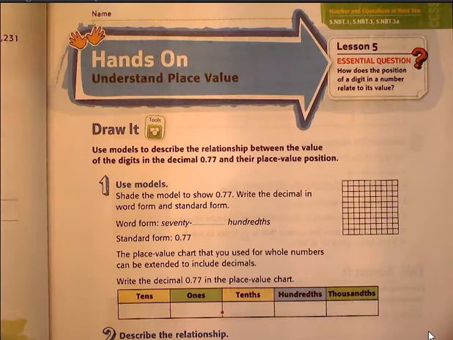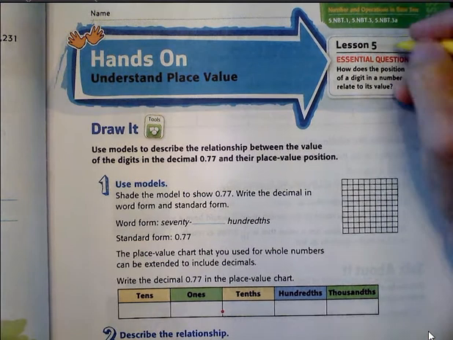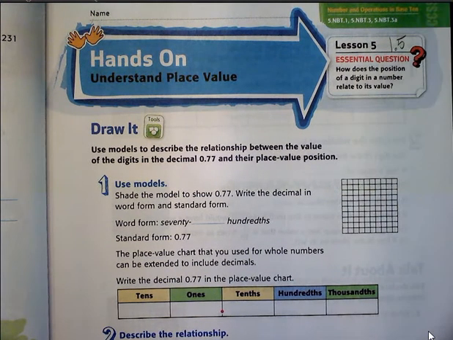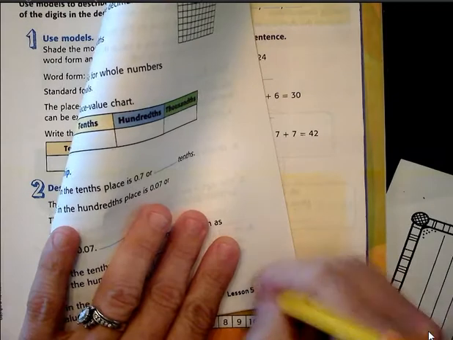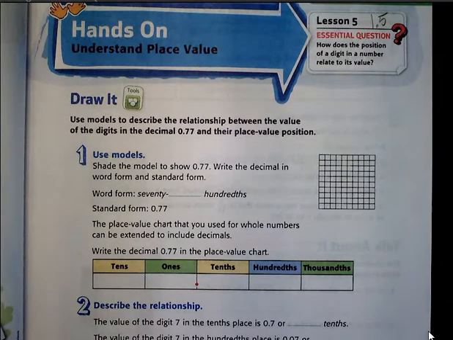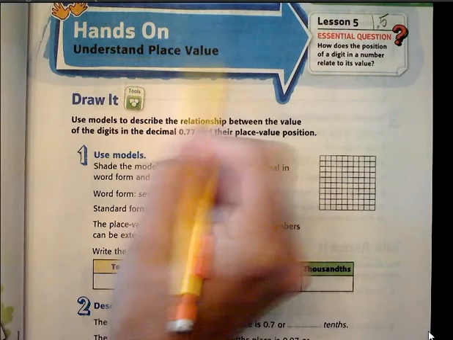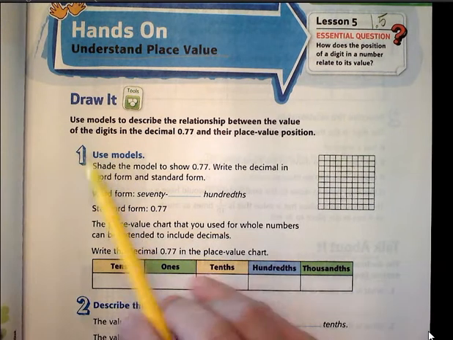We are on Chapter 1, Lesson 5, otherwise known as 1.5, and it is on page 37. 37 is where we're starting in your book. And this is just going to help us understand place values. So that's what we're working on today. And we're going to start with drawing it.